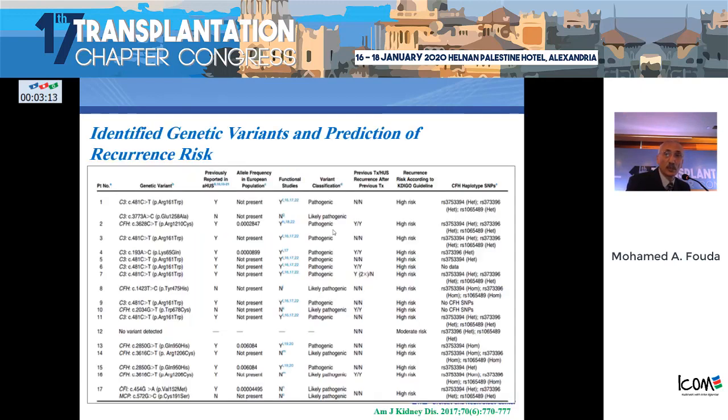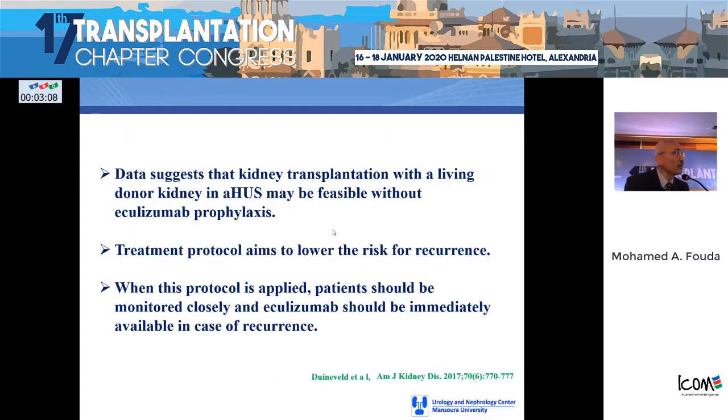As you can see here, all patients except 1 were high risk for recurrence. Only 1 patient showed relapse after transplantation, and they gave eculizumab treatment with good response, and then discontinued again, and after 3 months relapse occurred again and eculizumab was given again with good hematologic remission, but the kidney function started to deteriorate. These data suggest that kidney transplantation with a living donor kidney in atypical HUS may be feasible without eculizumab prophylaxis. The treatment protocol aims to lower the risk for recurrence.